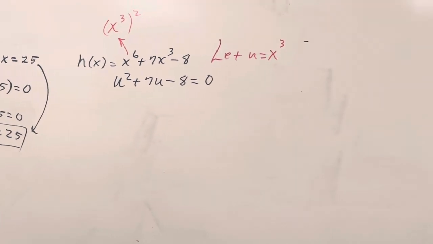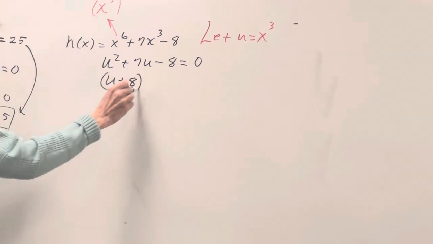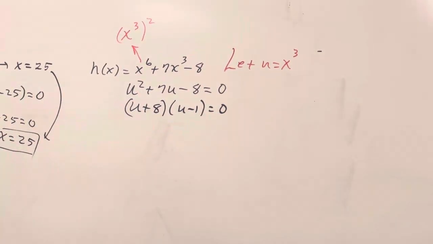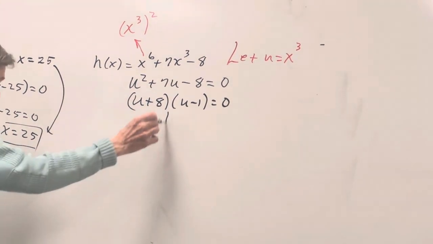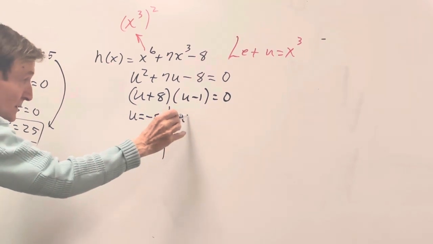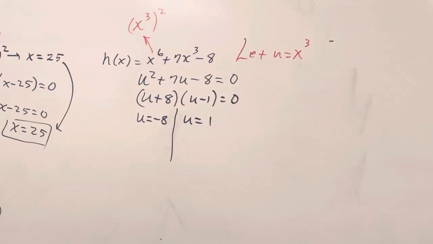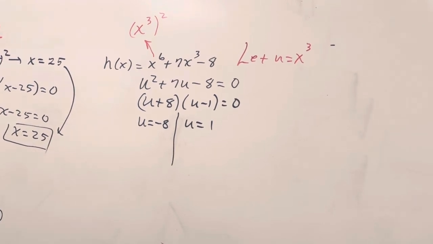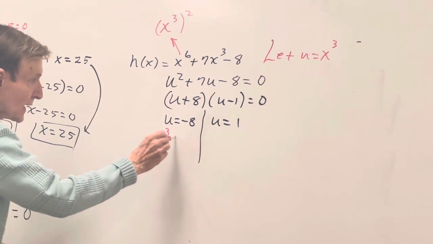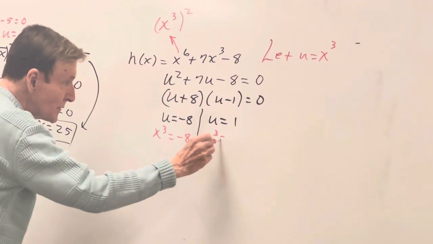Well, that looks pretty good. I think it factors. Make sure I factor correctly. Split this up. So far, so good. Some of my students may have gotten down to this point. That's the u. And what was u representing? X cubed. So you say, wait, Professor, not quite finished. This says x cubed is equal to -8. And x cubed is equal to 1.